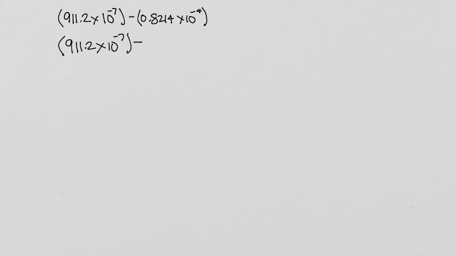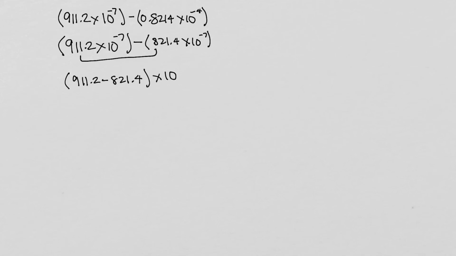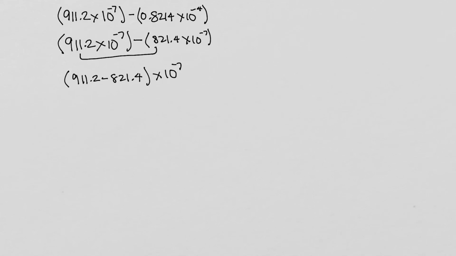So it looks like we're going to have 821.4 times 10 to the negative 7. Now, we're just going to make this subtraction right here. We're going to take 911.2 minus 821.4 times that common power of 10, negative 7. And now this 911.2 minus 821.4 is 89.8 times our 10 to the negative 7.